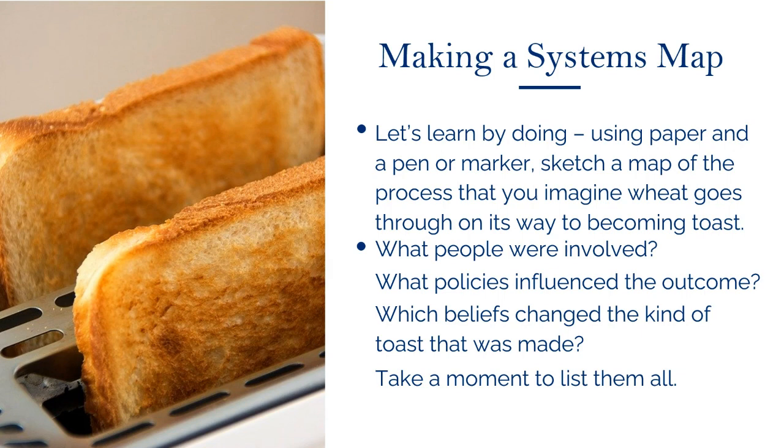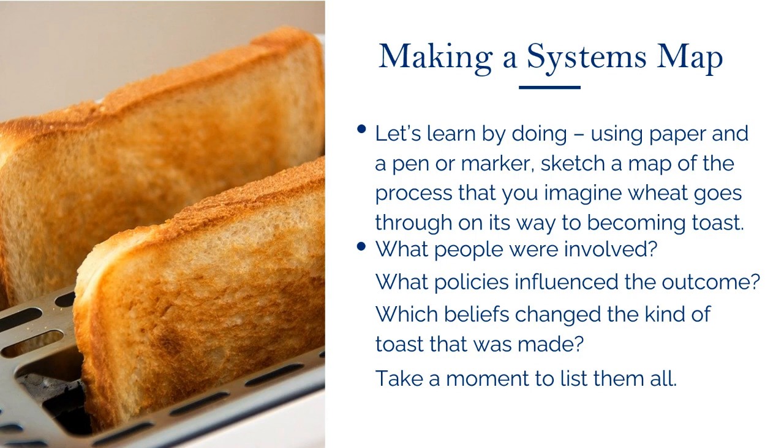So what I'd like you to do is take a blank piece of paper and sketch on that paper everything you can think of that might happen to a grain of wheat on its way to becoming a piece of toast on your breakfast table. So just really treat it like a map.